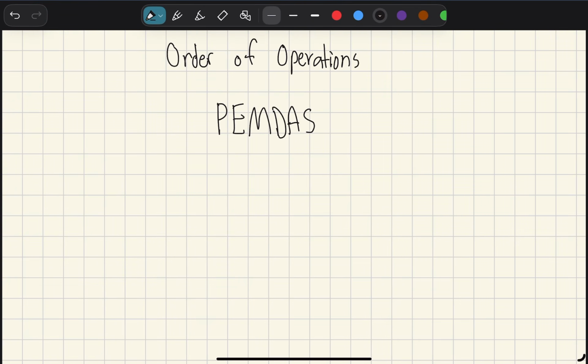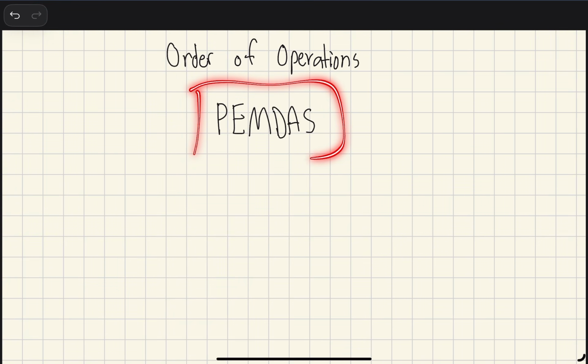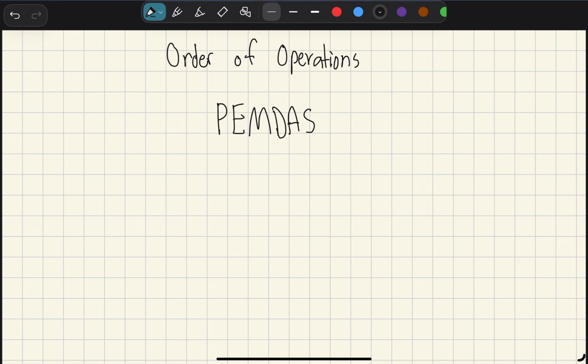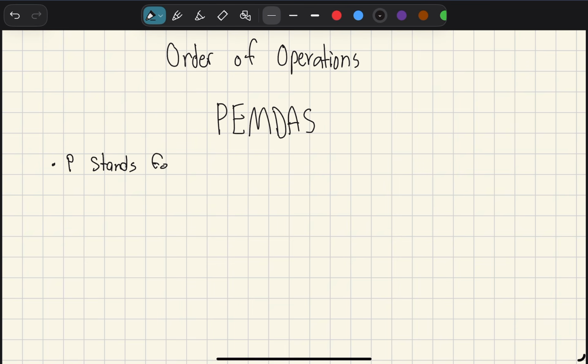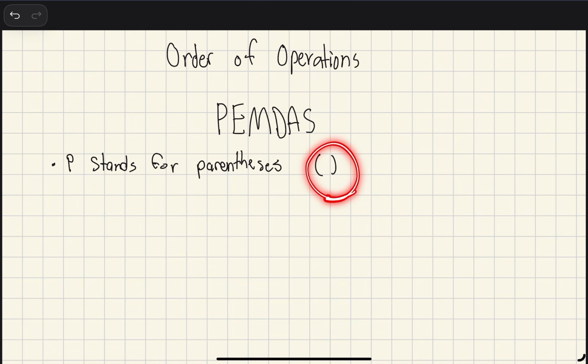So when dealing with order of operations, we have to remember PEMDAS, the acronym PEMDAS. Let's state what PEMDAS means. So let's get started. The first is P. The P stands for parentheses. So obviously parentheses, an example is like that. Work on whatever is inside the parentheses first.